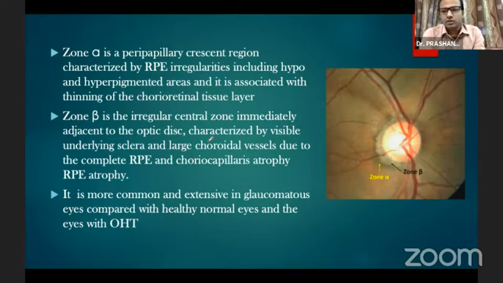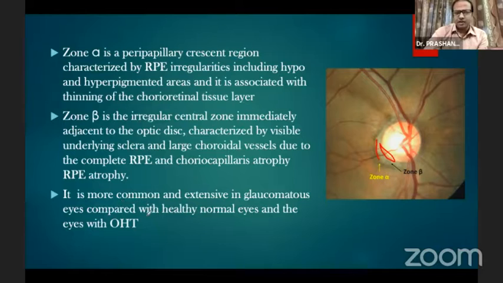Now it has two zones. The peripheral zone is called zone alpha. The central zone is called zone beta. The peripheral zone, a peripheral crescent, is characterized by irregularities of the RPE because of atrophy of the choriocapillaris. So they appear as a dark area here. Whereas zone beta is a complete absence of choriocapillaris and RPE. So the underlying sclera is visible here and choroid is visible here. So that appears as a darker area, and it is more significant in case of glaucoma.